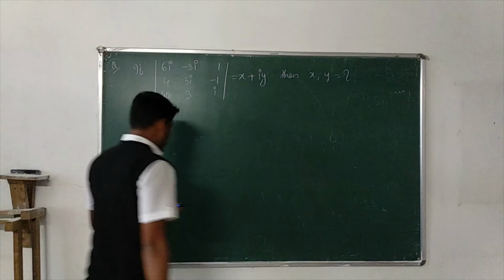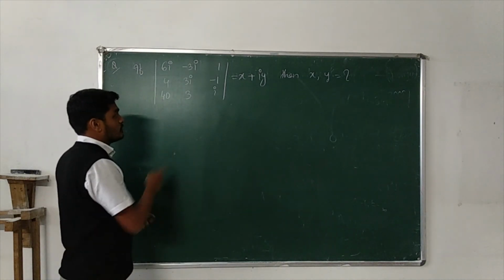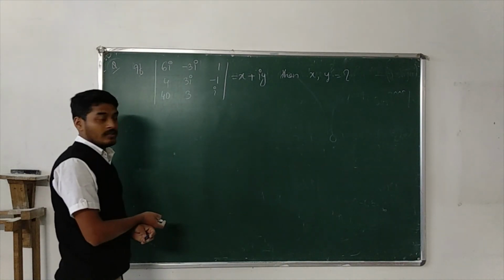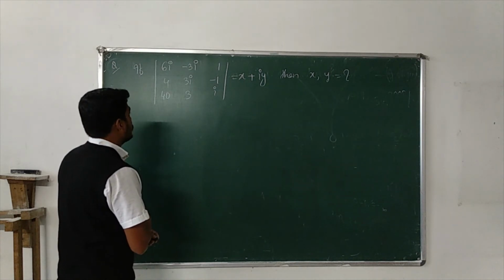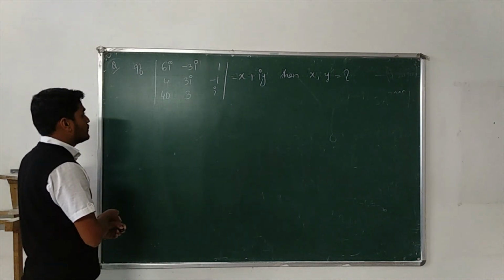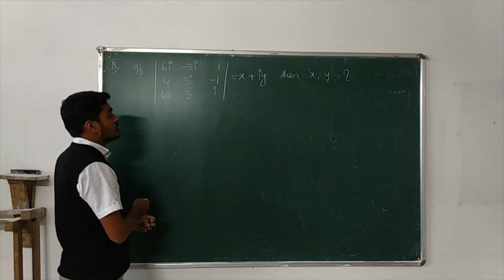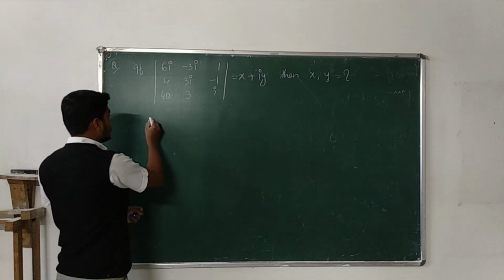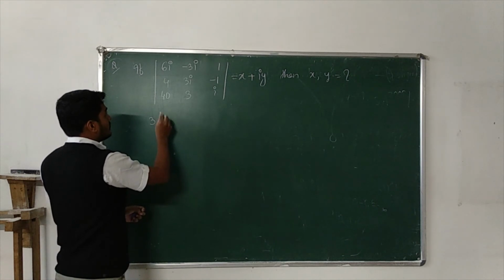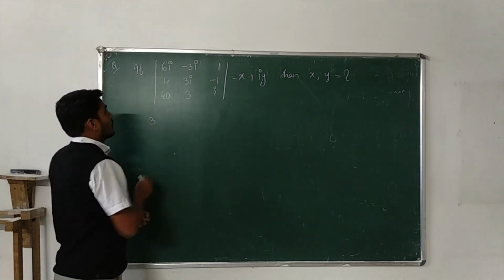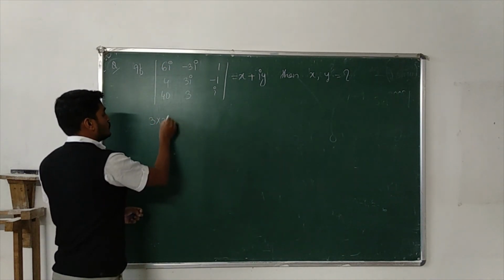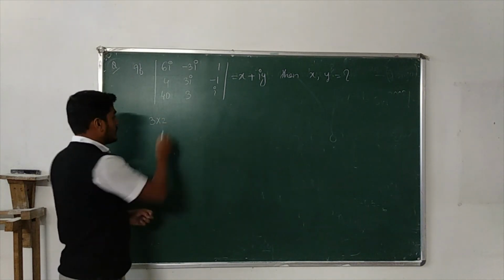Okay. So let us consider another example. Here, this one is equal to x plus iy. You have to find the value of x and y. So we can easily think about the application of all those. First of all, from the second column, what is there? 3 is common, so we can easily take 3 common. And similarly, from the next one, 2 is common, so 3 into 2.